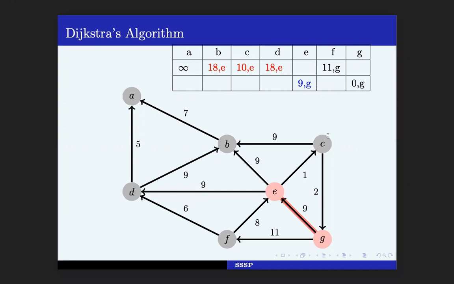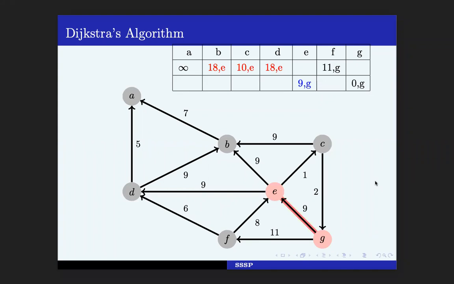So now what is the cost? See here, that is where this is important. I have added E, so the distance of G to E is 9. I can reach B from E, and in that case the distance would be 9 plus the distance of G to E, which is 18. So in B I have written 18 and E, where E is the vertex from which I have come. Similarly for D and similarly for C.